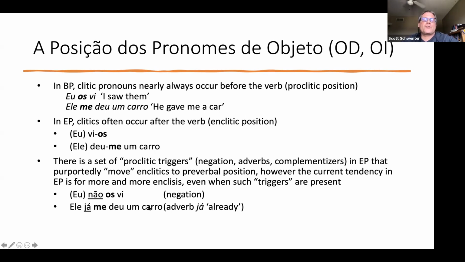There's a set of triggers. They call them triggers, ativadores in Portuguese, or gatilhos in Portuguese. Things like negation, adverbs, complementizers that supposedly move these enclitics to a position before the verb, right? So in European Portuguese, if you say vi-os, if you put in negation, then you should move that os and put it before the verb and say, não os vi.